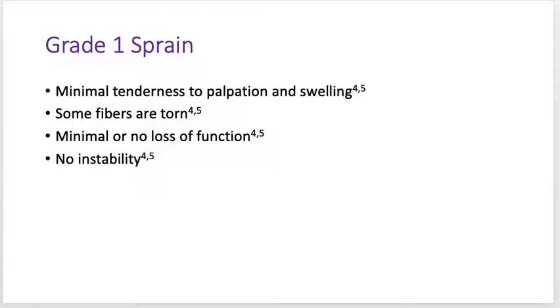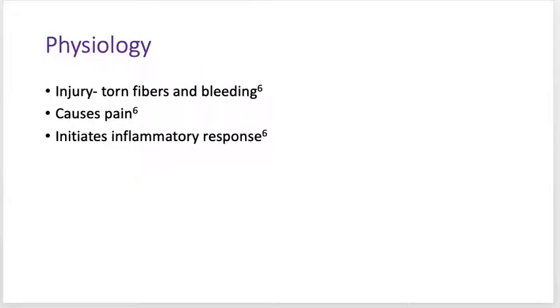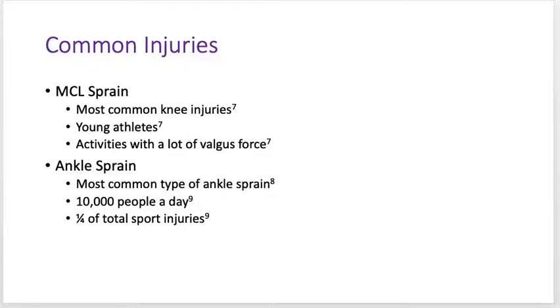So a grade 1 sprain is considered minimal tenderness to palpation and swelling. Some of the fibers are torn, but most of them are still intact. There is minimal to no loss in function, so the patient is able to walk around normally, and there is no instability. Physiologically, there is pain, the inflammatory response is initiated, and the injured fibers can start bleeding. The MCL sprain and the ankle sprain are both considered common injuries in literature.